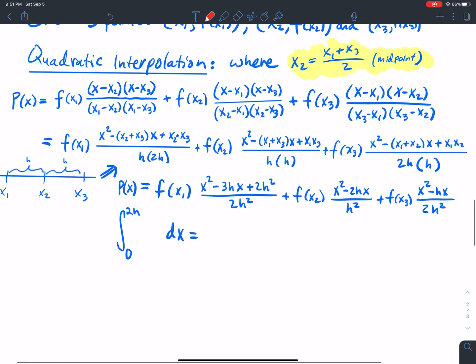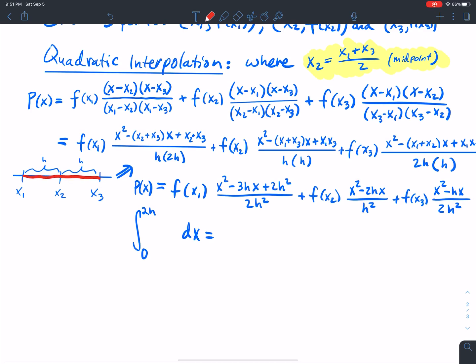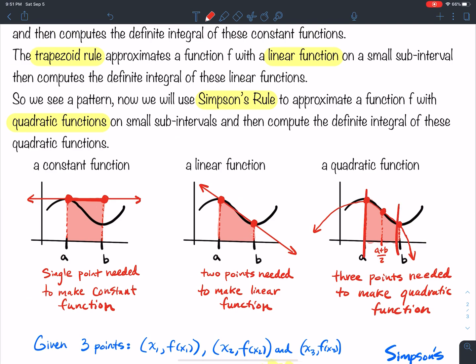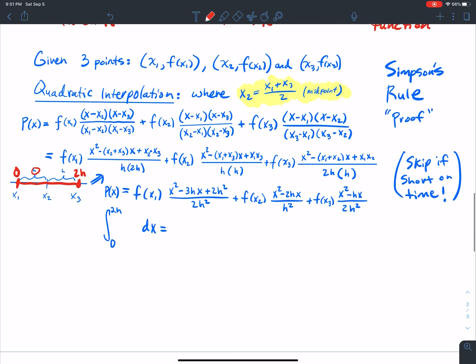I'm going to integrate this polynomial over the interval from 0 to 2h, okay? H here gets me out to 2h here, okay? Remember, I'm integrating the polynomial over a to b, right? That's the idea. So the polynomial is p of x here. If I integrate this thing right here, I end up simplifying to this right here, okay?